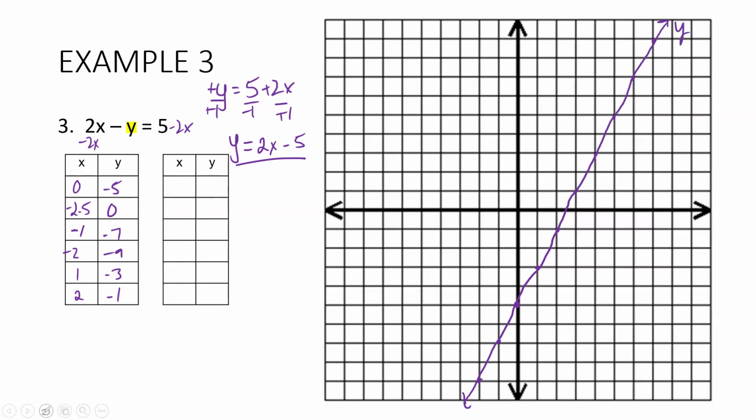Now it asks me to find my inverse. So that other table is for my inverse. For my inverse table, I know it's going to be a change of my x's and my y's. So I have -5, 0. I have 0, -2.5. I have -7, -1. -9, -2. -3, 1. -1, 0. I can plot these points. So I can go to -5, 1, 2, 3, 4, 5, and I'm at 0. I can go to 0 and go to -2.5. I can go to -7 and go to -1.